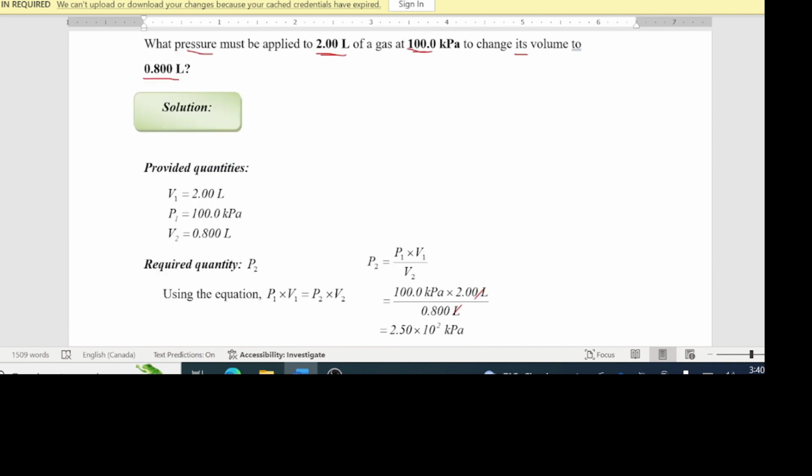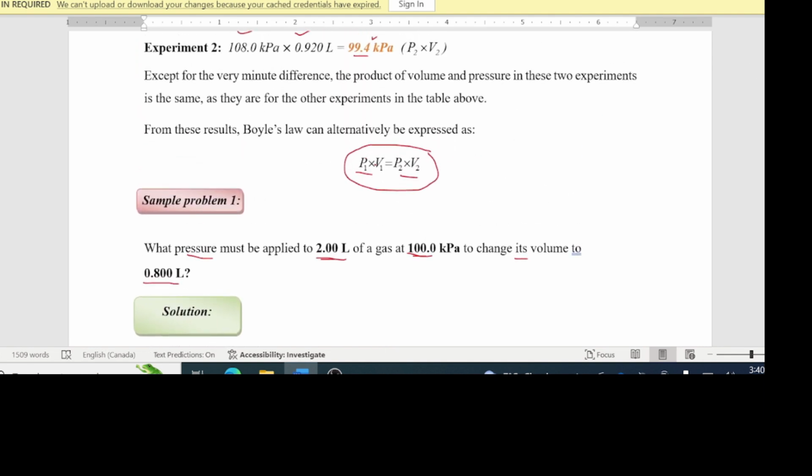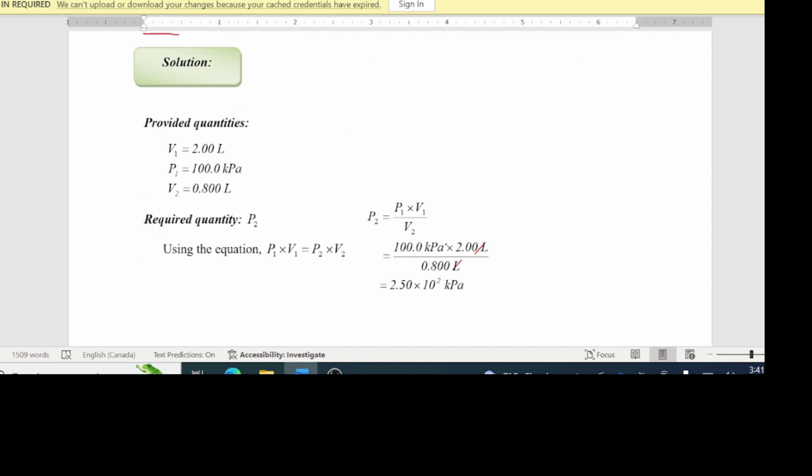How do you get P2? Look at this equation here. How do you get this P2? Make P2 the subject of the equation. I taught you how to do that already. Leave these as they are, and you bring down V2 there, okay? And that's how you make P2 the subject of the equation. So in solving that, this is what we have. We'll have that P2 is equal to P1 V1 over V2. And when you insert those values inside there, for P1 and V1 and V2 here, you get this kilopascals, 2.50 times 10 to the power of 2 kilopascals.